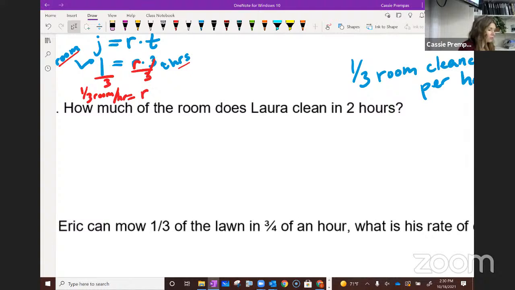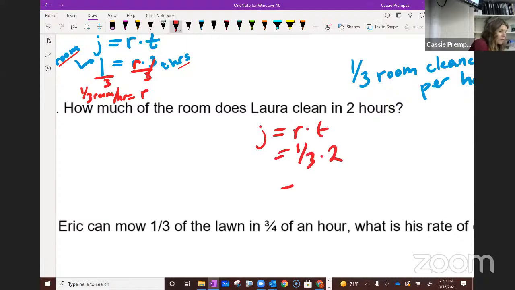Caroline? Oh, you're doing the equation. J is equal to rate times time. 1/3 times 2, right? That'd be 2/3 of the room. Yeah, 2/3 of the room. Now, Caroline used the equation. Some of you I heard just say 2/3. That's correct, because if she can do 1/3 of the room per hour, take that 1/3 times 2 hours, and you're going to find that she can do 2/3 of the room.